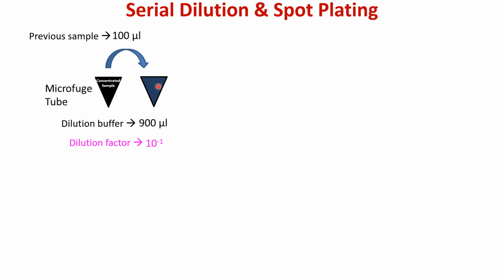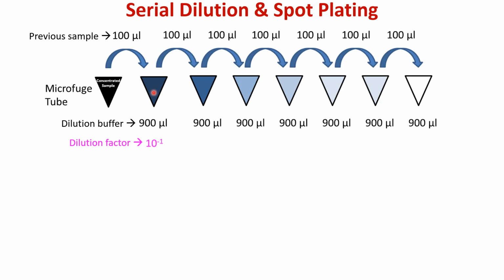This tube, everything is 1/10 as concentrated, so this is a 10-fold dilution. Now we can repeat this many times. Each time we do that, we're going to dilute it a further 10-fold. So we can see here that this is 10-fold, 100-fold, 1,000, 10,000, etc. And we have our dilution factors. This is very systematic, very easy to determine what we've done.